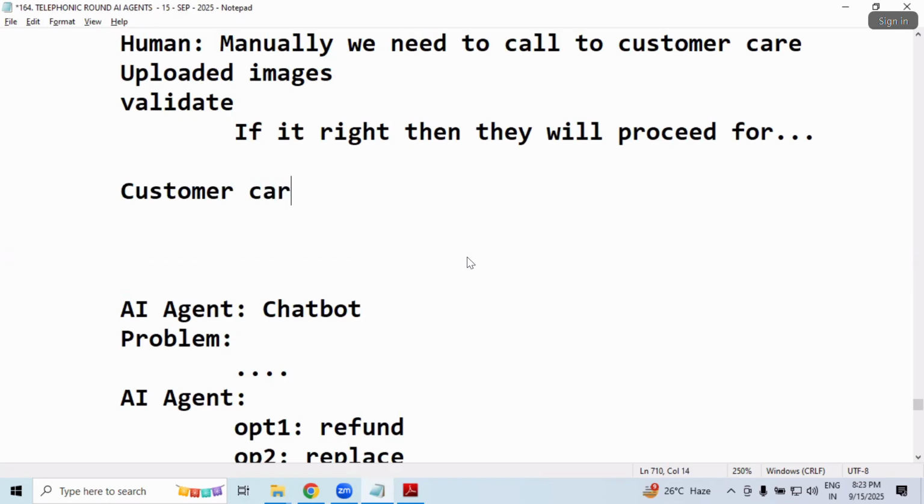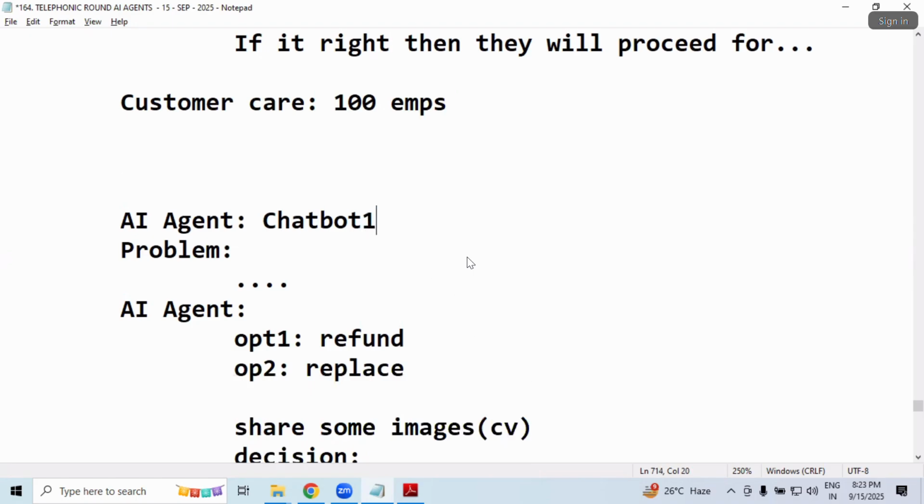So the point is, in the olden days, they used to recruit a lot of customer care staff. You can't believe it, for every company minimum 100 employees were required. But here, one chatbot you can install in multiple places. The backend is an AI engineer. That AI engineer will monitor how it is working, and he will always check whether it is doing the right task or the wrong task.